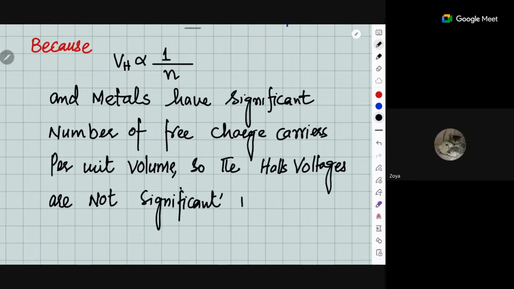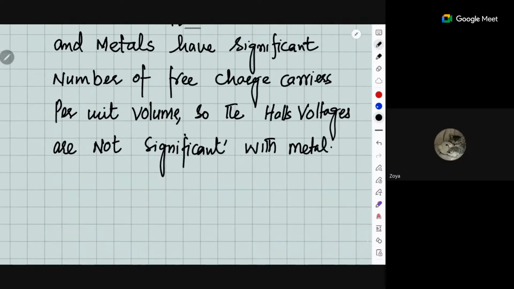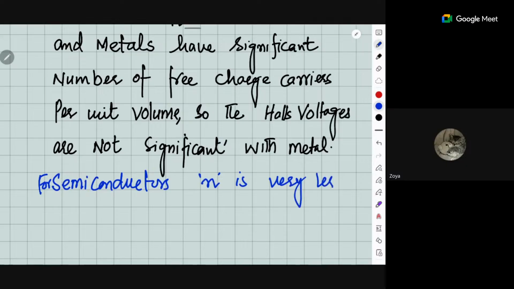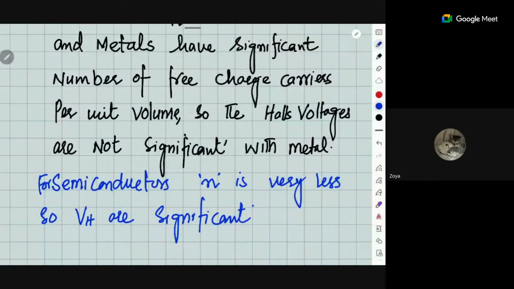Yes, sir. With metals, when you use the metals, the Hall's voltage will not be significant. And otherwise, for semiconductors, n is less. For semiconductors, n is very small or very less. So V_Hall is significant. Any question till this point?